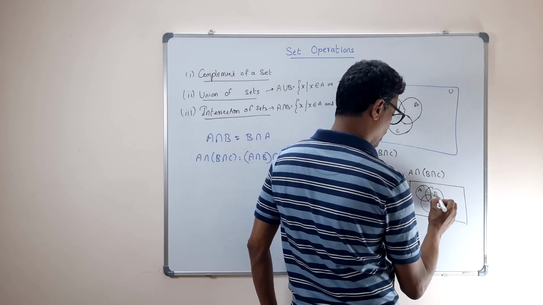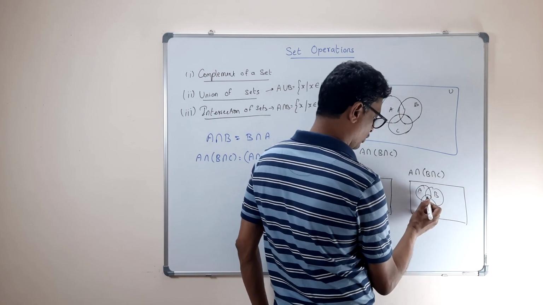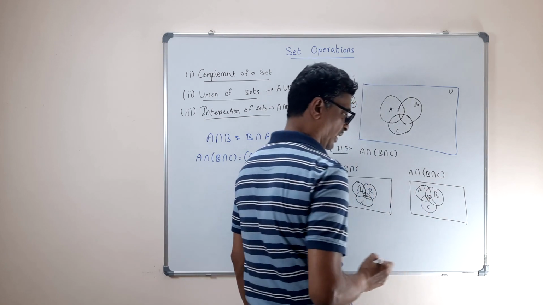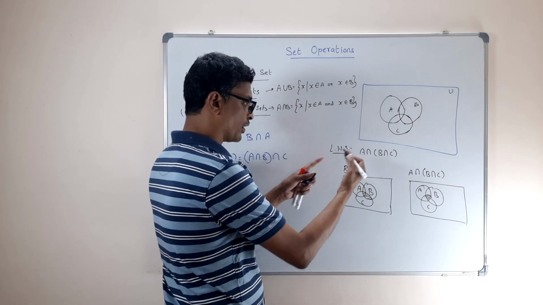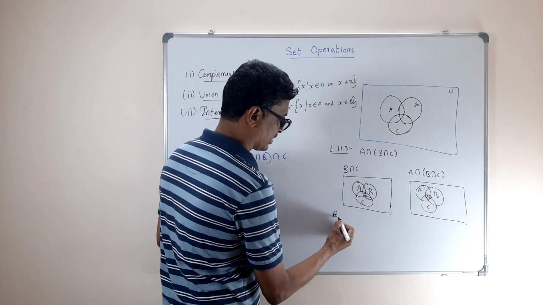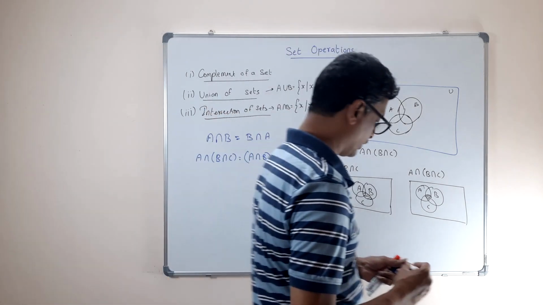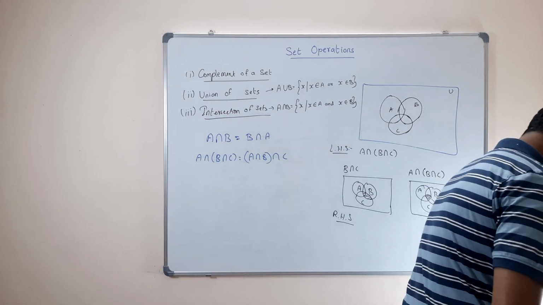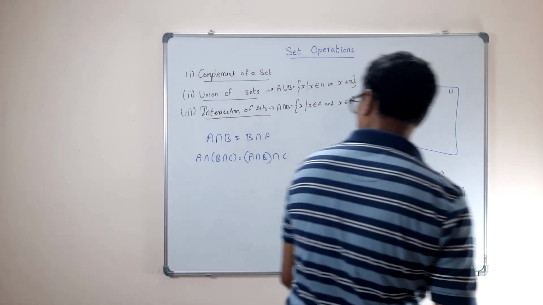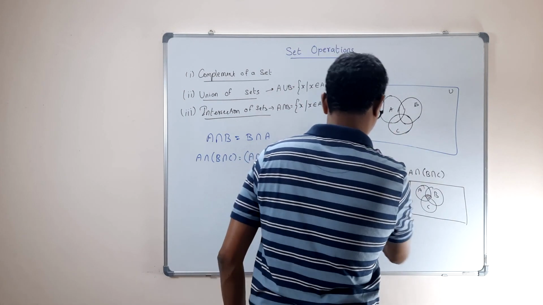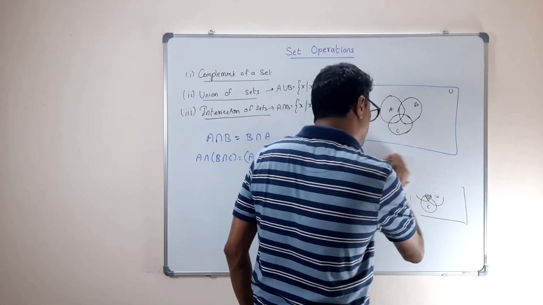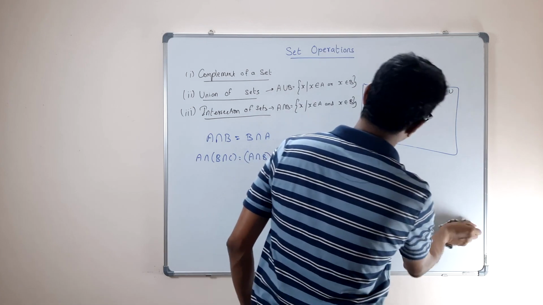A, B, C. So what will this be? This will be this portion only. Similarly, then you go for the second one, RHS. Okay, you have to go like that. That's why you have to do it in the exams.